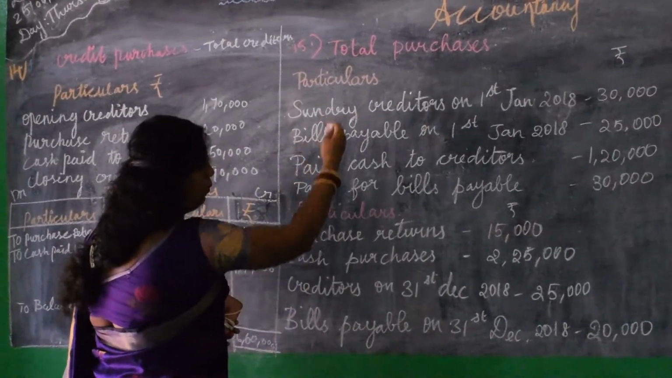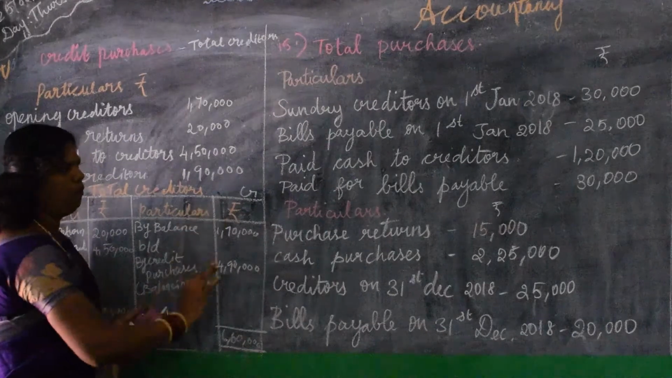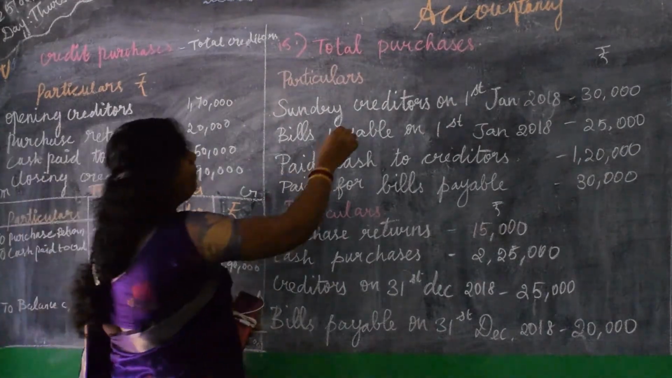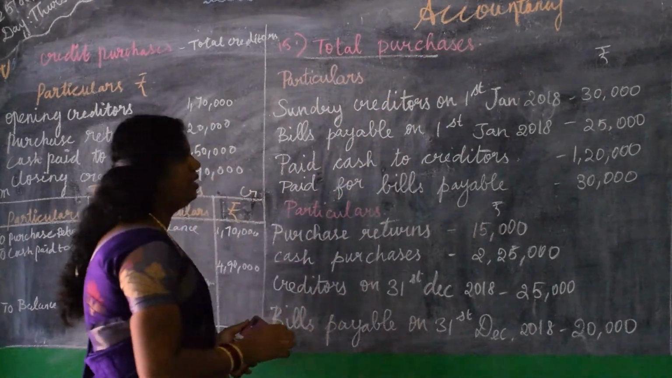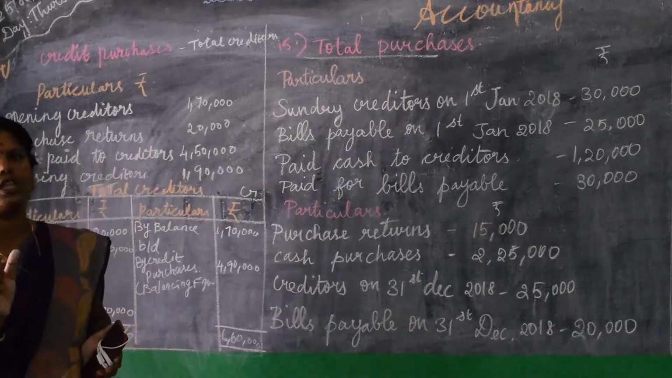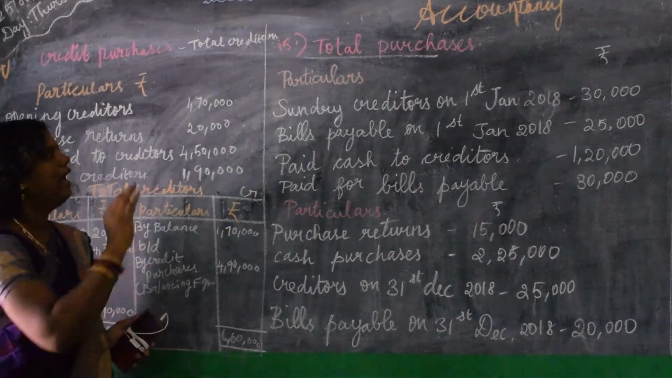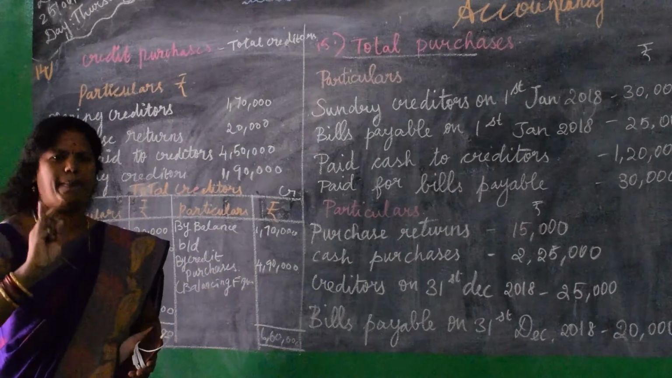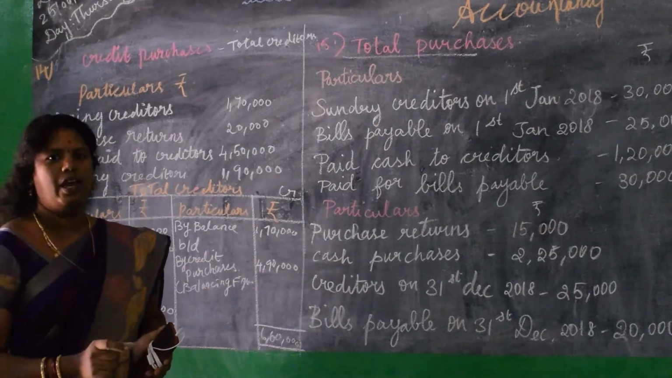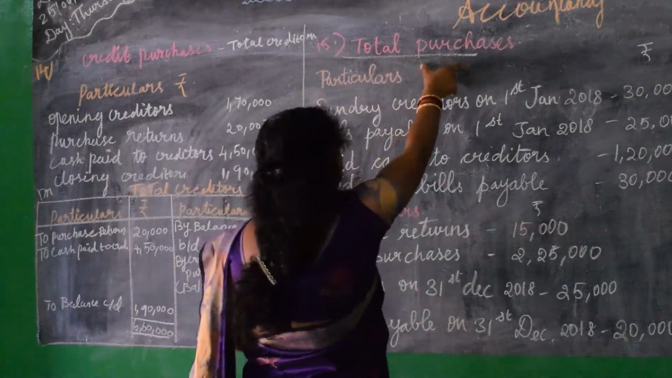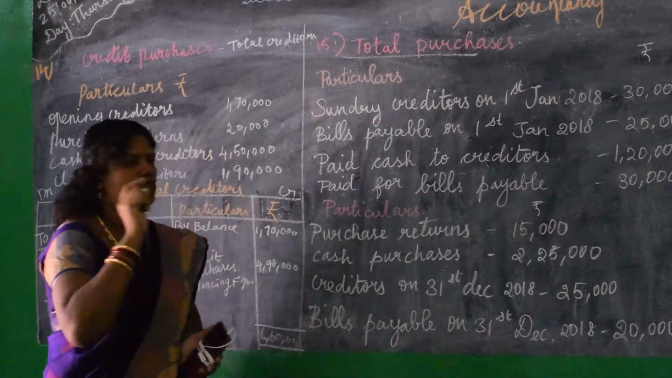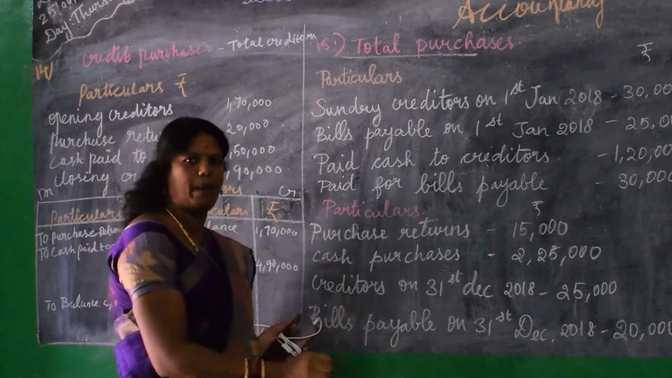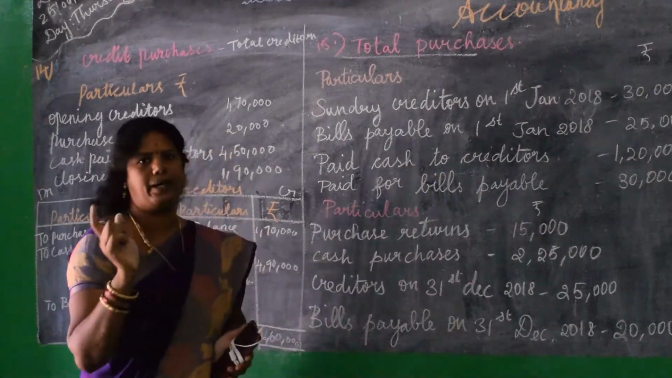Sundry creditors. Here both the sums are mixed up. Now you have to pick it out. While preparing, when the question asks for total purchases, it will be mixed up. What all is mixed up? Creditors, bills payable, and cash purchases. If they ask you to find the total, it should come to mind that we have to find the creditors, the bills payable, and the total purchases.